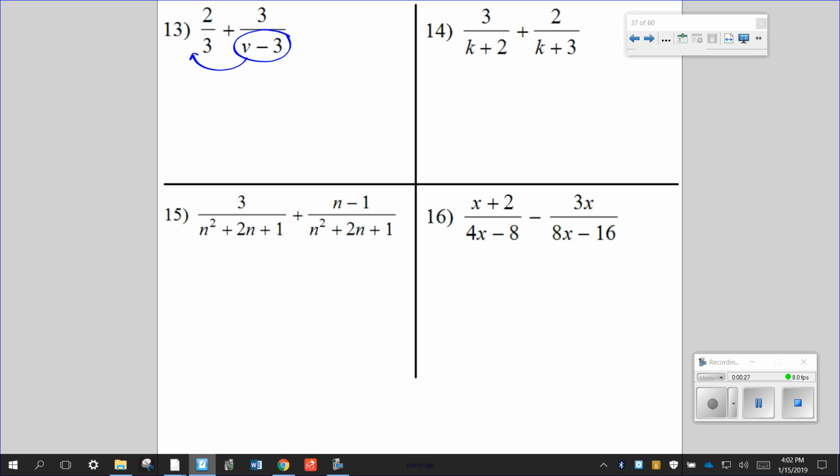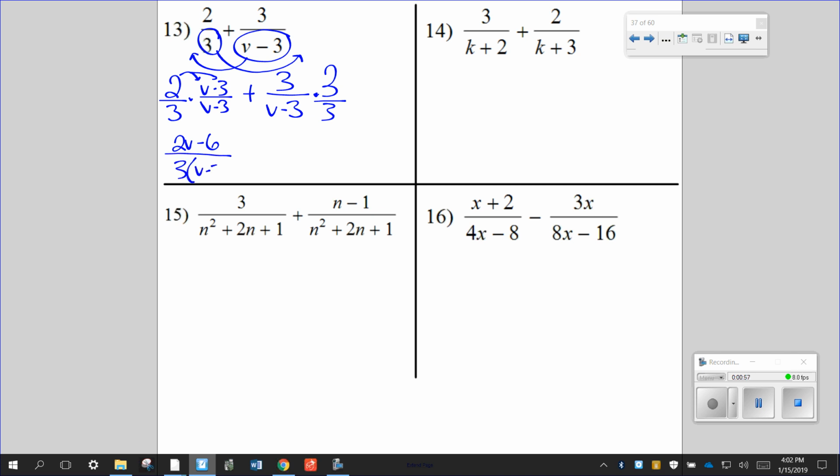We'll have 2 over 3 times v minus 3 over v minus 3, plus the second fraction times the denominator of the first one. When we do that, we'll get 2v minus 6, so that's just multiplying this 2 times 3 over v minus 3, plus 3 times 3 is 9 over 3 times v minus 3.